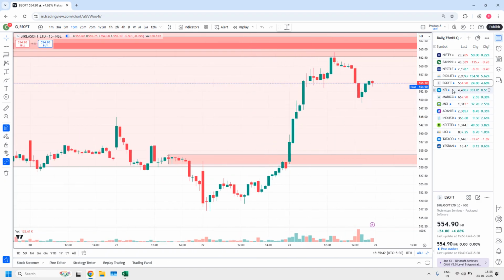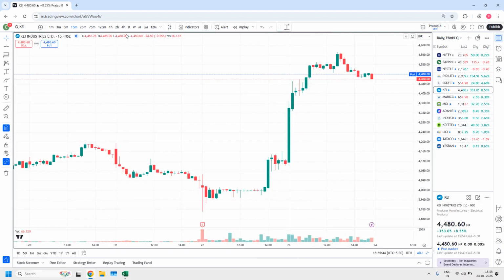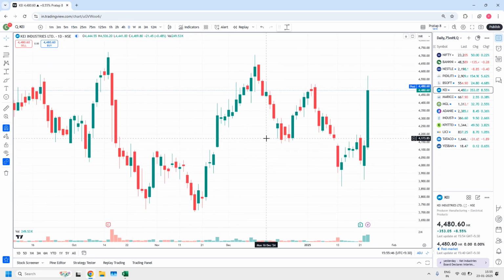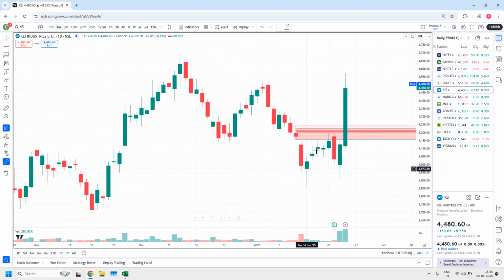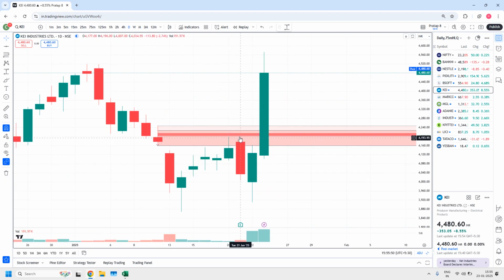Next one is a KEI. This is also daily high liquidity zone, supply zone. See, fine-tuned zone is violated, right? Actually, we didn't consider our trade in this zone because it is already tested fine-tuned 5 minute zone.